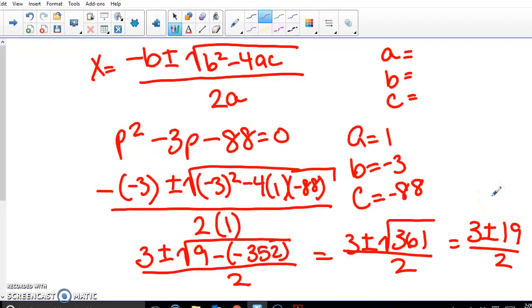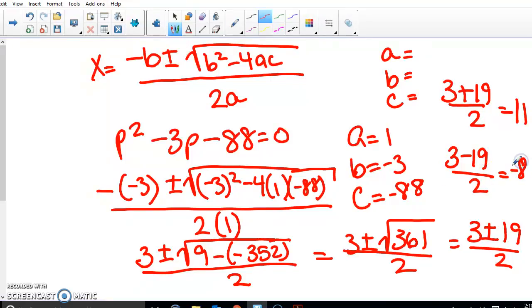So we're getting the same thing that we had on the last slide. So 3 plus 19 over 2 equals 11, and 3 minus 19 over 2 equals negative 8. I hope that helps.